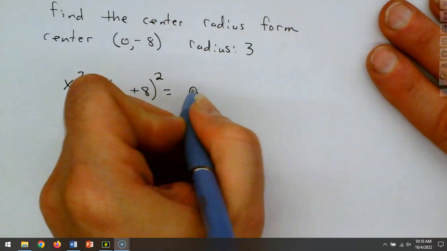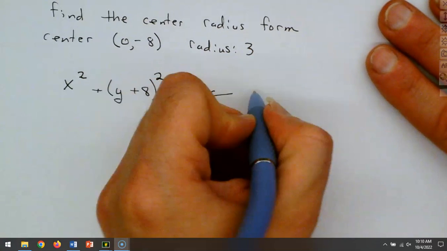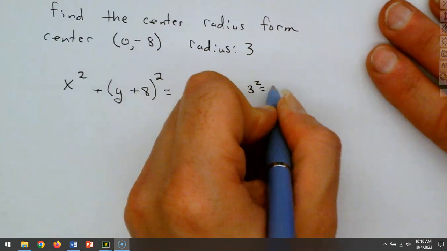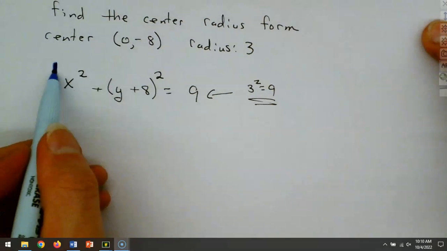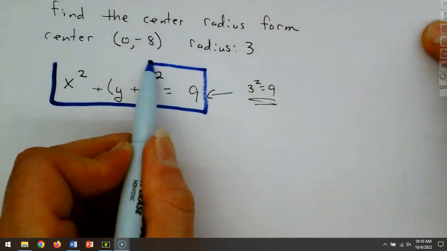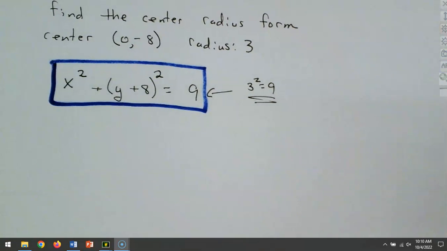And on the right-hand side, this is 9. Why is it 9? Because 3 squared is what? 9. So there is your answer in center radius form.